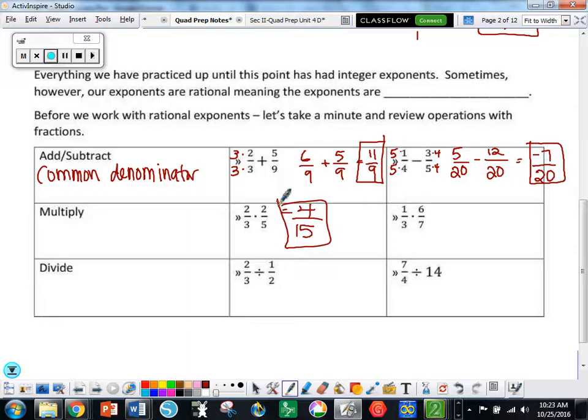So looking at this one, you got the 6 and the 3, right? They're both divisible by 3. So could I simplify that first? And if I do, that's going to make the multiply faster. So 1 times 2 is 2 over 7.